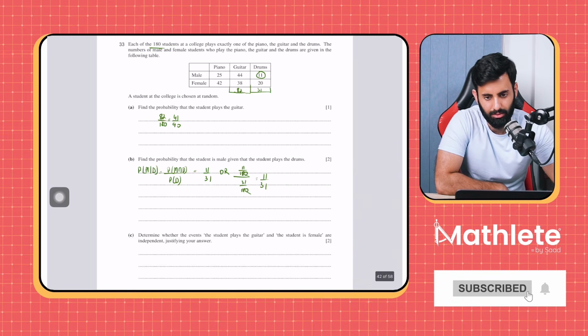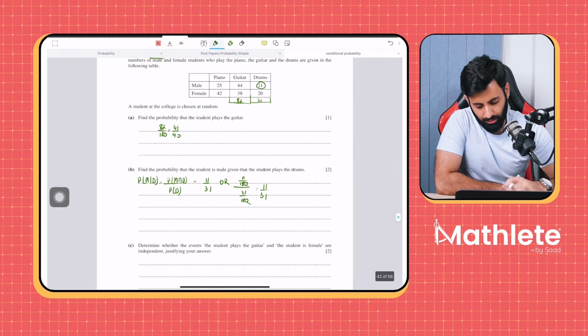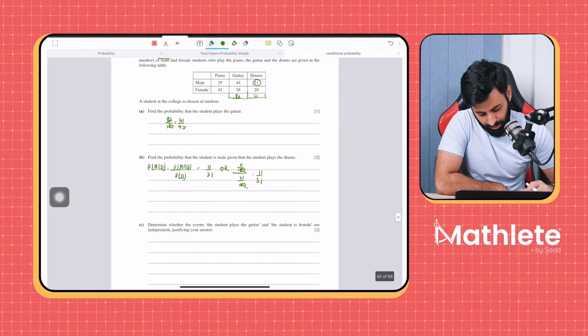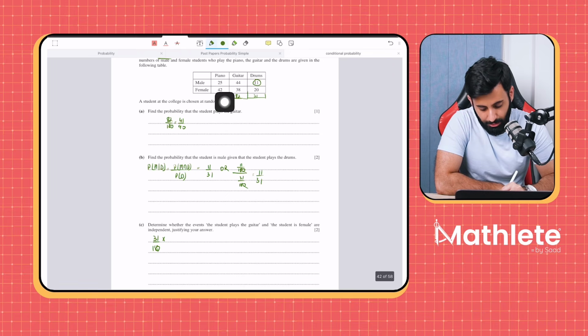Not independent? All right, let's see. How exactly are we going to do this? Determine whether the student plays the guitar and the student is female are independent. So let's find out. First, let's determine the number of students that play the guitar. So, how many students play the guitar? 31. Okay, so 31 upon 180 multiplied by the number of female students.